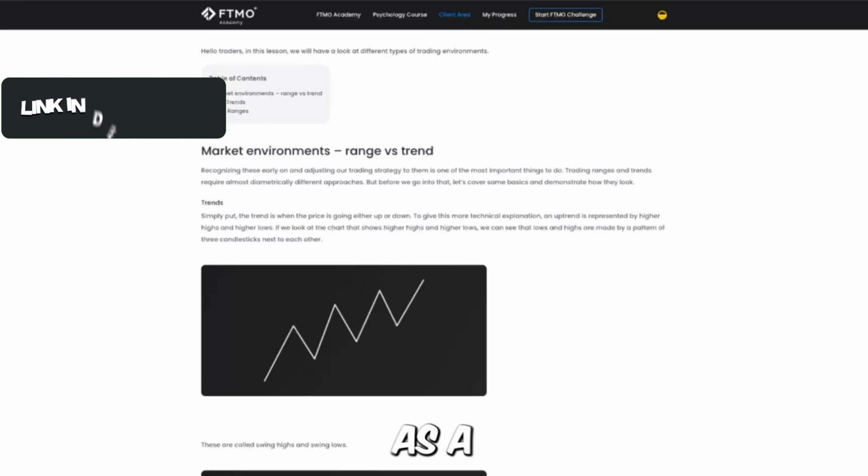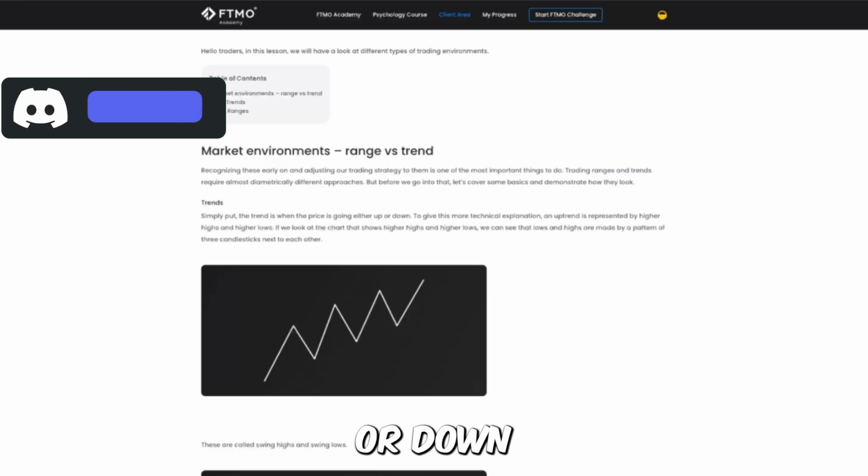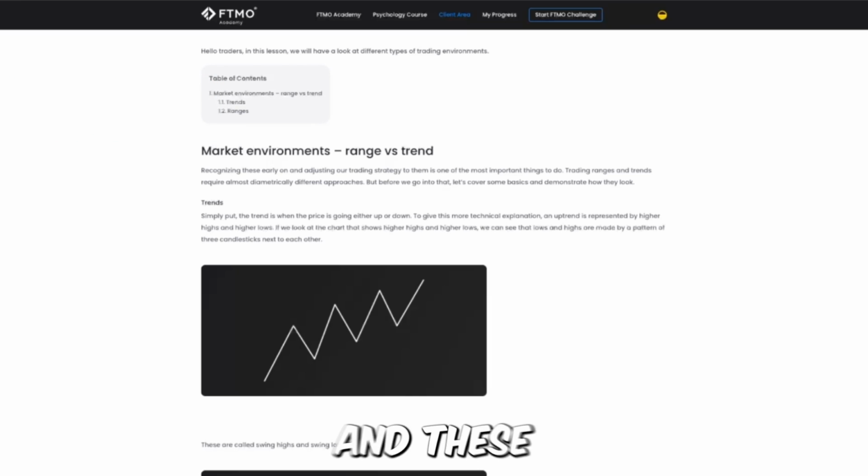Basically, a trend is a price consistently moving up or down. So an uptrend is characterized by higher highs and higher lows, and these are formed by patterns known as swing highs and swing lows. So you can see different kinds of trends here. Here's a swing high, a swing low.